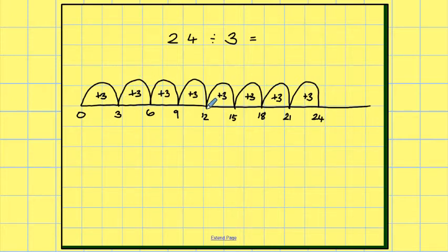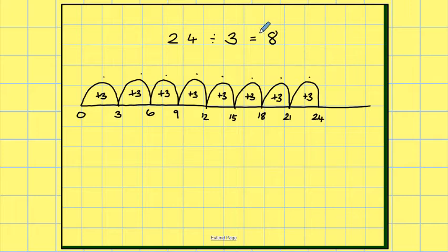So how many jumps have I made of 3 to reach 24? Let's count them. We've got 1, 2, 3, 4, 5, 6, 7, 8. So the answer: 24 divided by 3 equals 8.